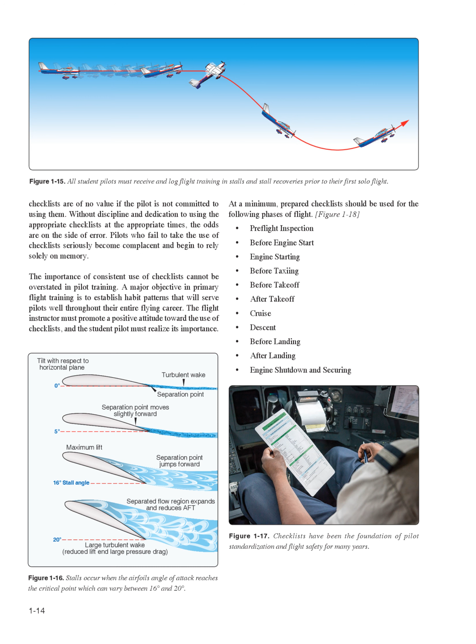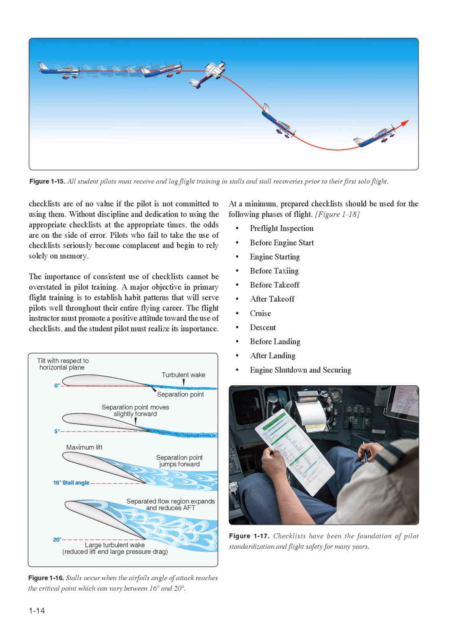A major objective in primary flight training is to establish habit patterns that will serve pilots well throughout their entire flying career. The flight instructor must promote a positive attitude toward the use of checklists, and the student pilot must realize its importance.